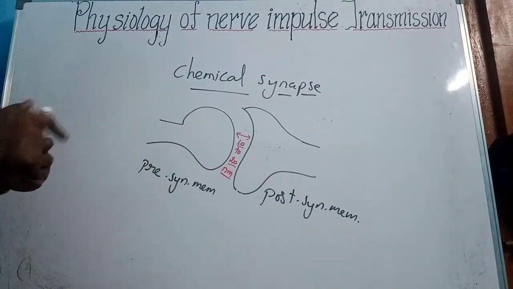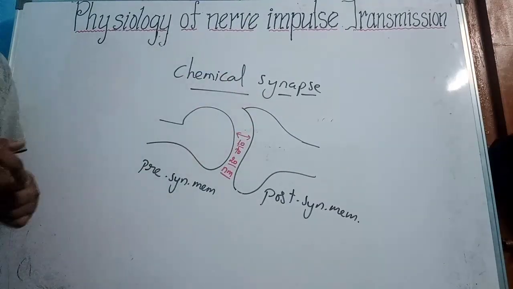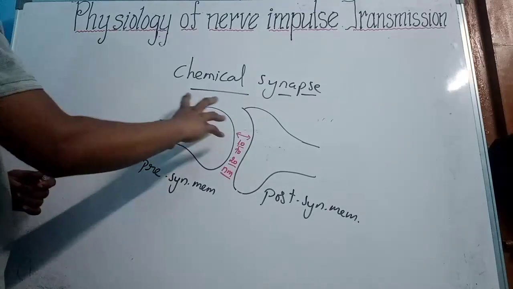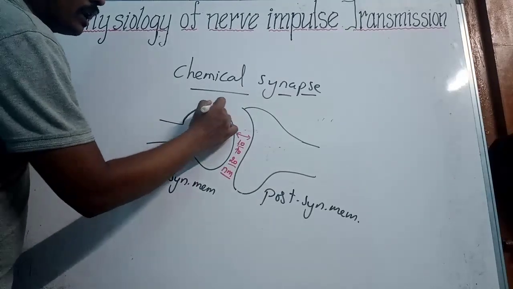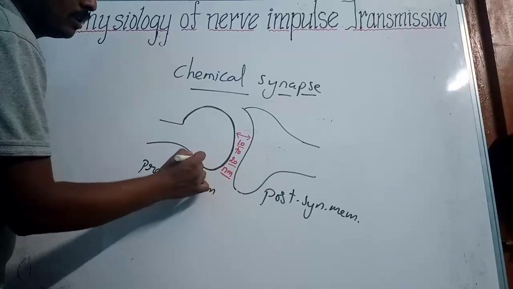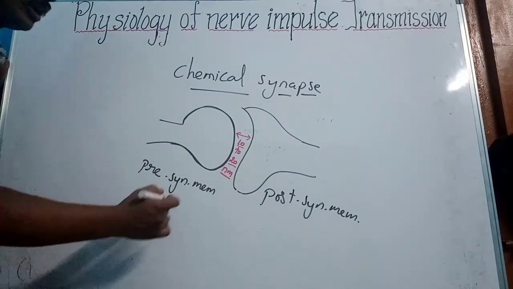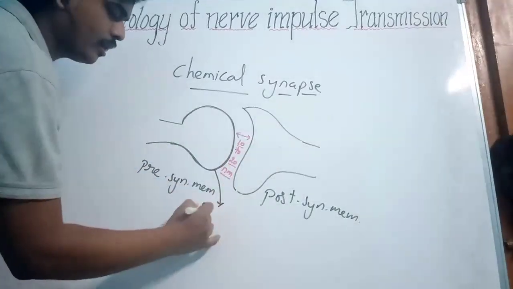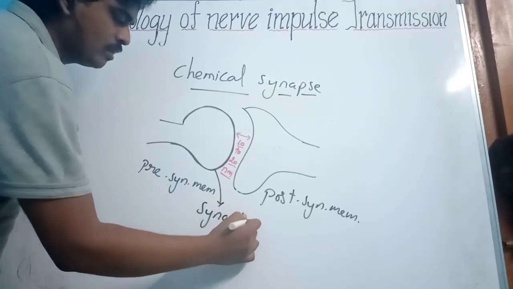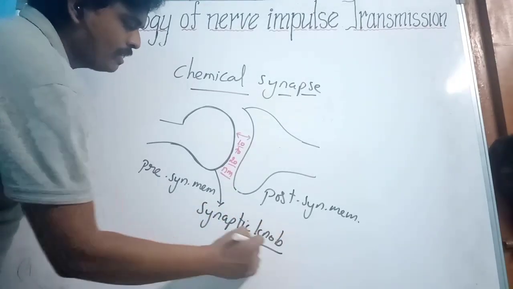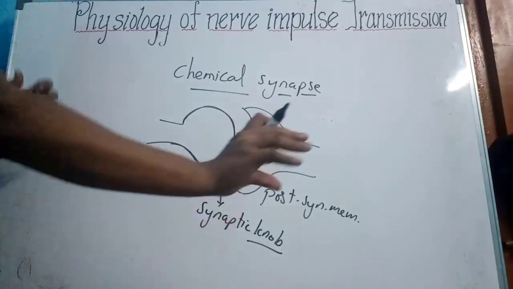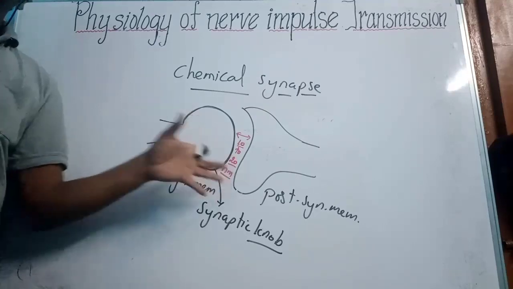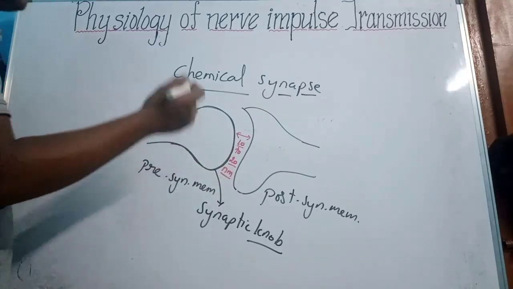In the presynaptic membrane of this chemical synapse, we can see a swollen structure at the axon terminal. This swollen structure is called the synaptic knob. What do you call it? Synaptic knob. Knob means swollen, like a small door handle knob. So we have synaptic knobs here.